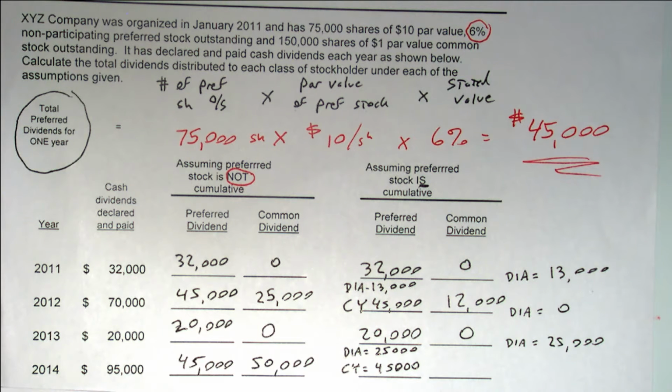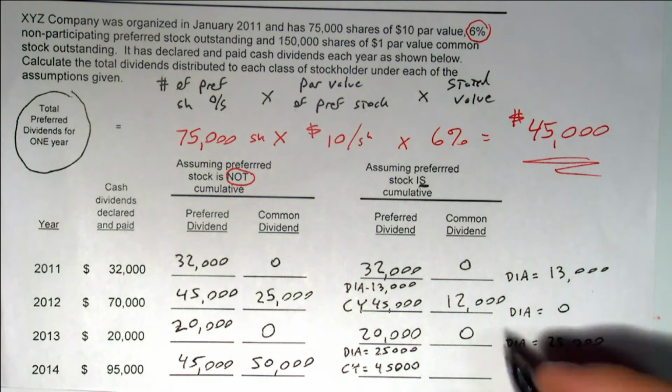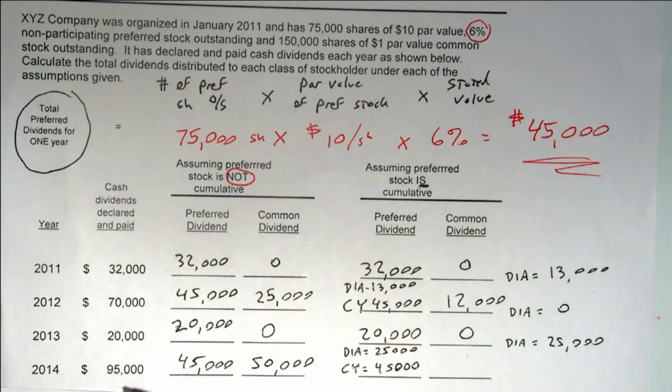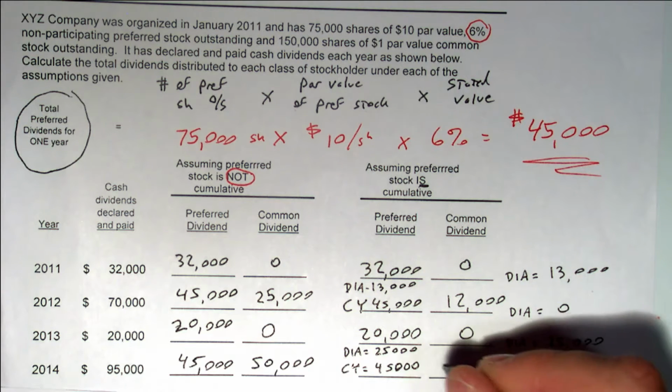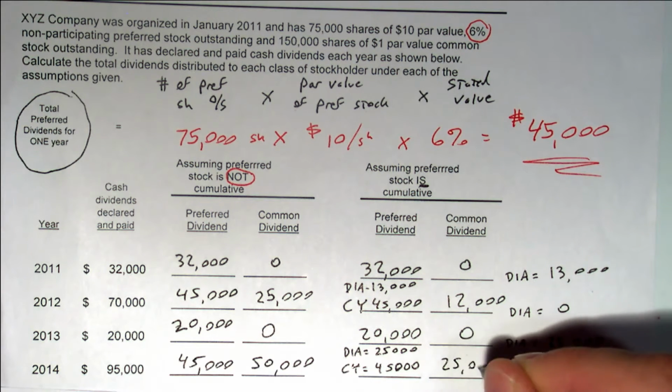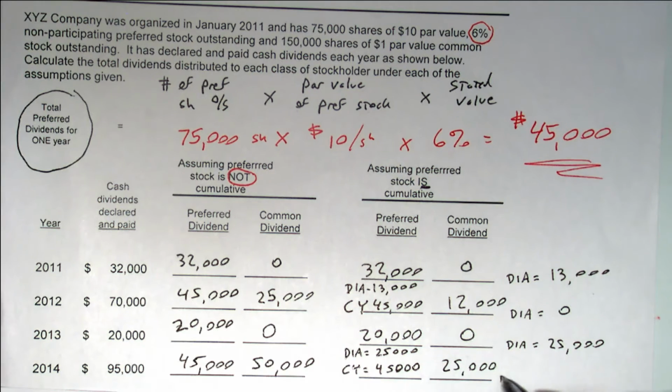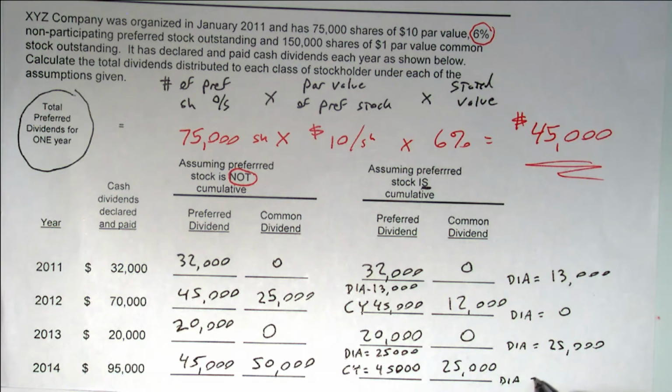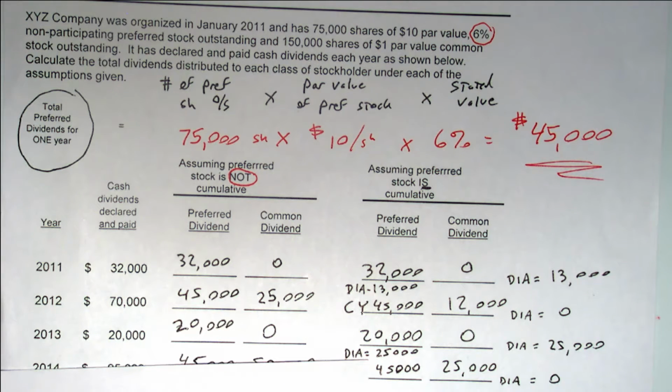Mm-hmm. Okay, how much cash do we have? 25,000, which is 95 minus 25 minus 45 equals 25,000. And what is our dividends in arrears after this? Zero. All right. Does that make sense? Okay. Any questions on that?